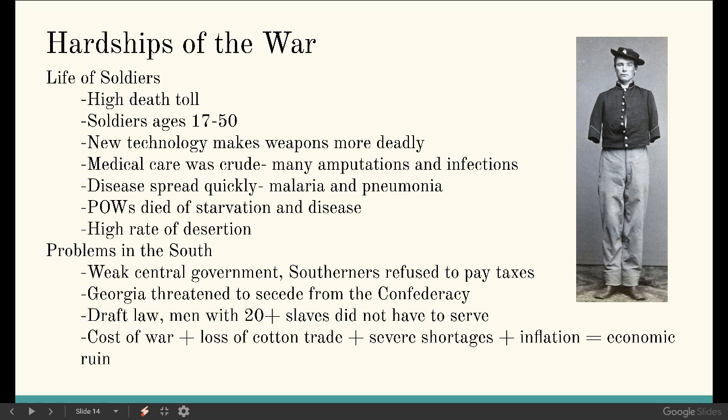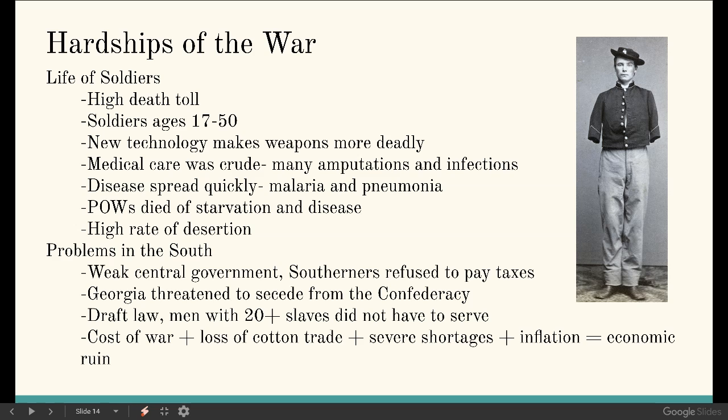And there was a draft law, which is mandatory conscription or military service for men between the ages 17 and 50. And so if you didn't want to be drafted, you might try to avoid the draft somehow, injure yourself or something like that. But if you were an able-bodied man, you had to serve in the Confederate Army. And the only exception was if you were a man with 20 or more slaves, you did not have to serve.